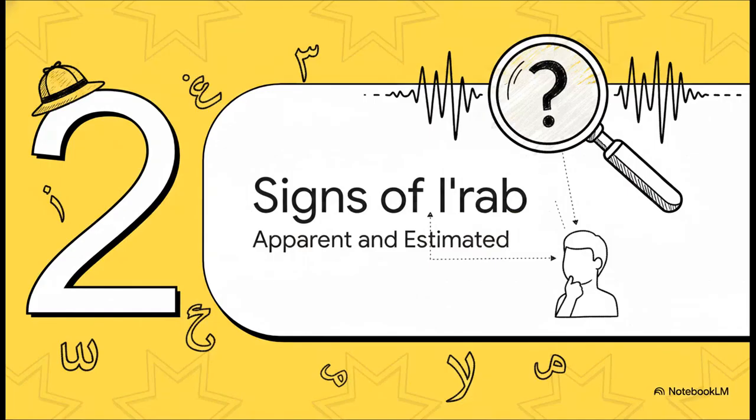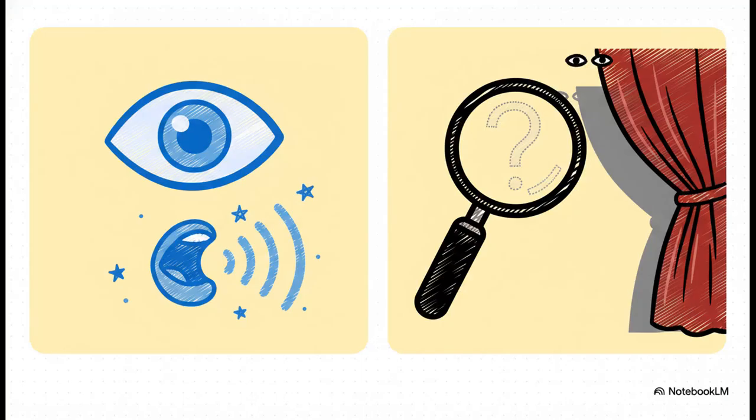Moving right along to Section 2, apparent and estimated signs. Now, what's really interesting here is that Arabic is a deeply rich language, and because of that, it has its layers of complexity. You can't always actually see or hear these vowels. Notice the contrast. Up to now, we've basically been talking about apparent signs, changes you can clearly see written on the page and clearly pronounce out loud, like adding a dhamma to the end of the name Muhammad. But what happens when a word ends in a tricky letter, like a long vowel? That is when we get into estimated signs.